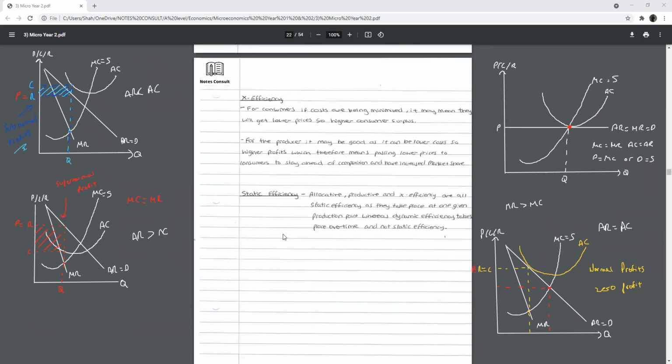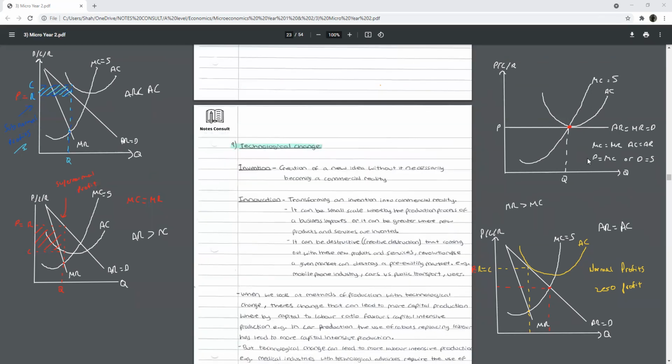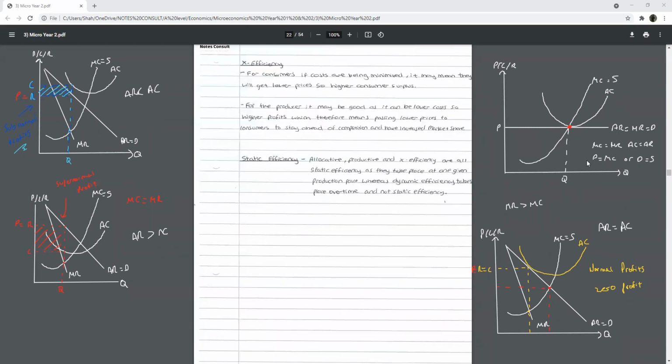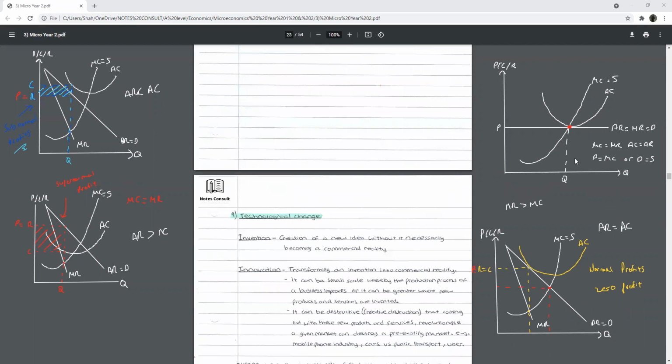We have one last type of efficiency that we only get from perfect competition, which is when we can achieve allocative, productive, and X efficiency. These are called static efficiency. This is when you have static efficiency, which takes place at one given point. You can see one given point here on the red point. We've achieved allocative, productive, and X efficiency from one given point. This is what we call static efficiency. So it's just another term, if you want a better grade, then you have to use this kind of vocabulary to impress the examiner. So not many people would know that.